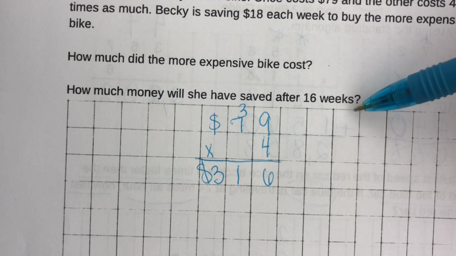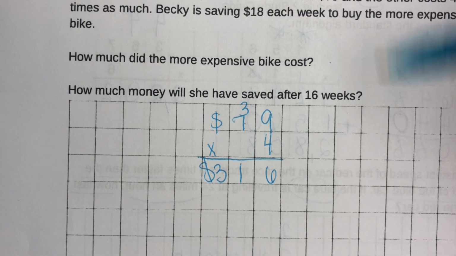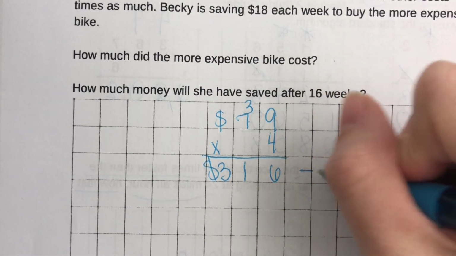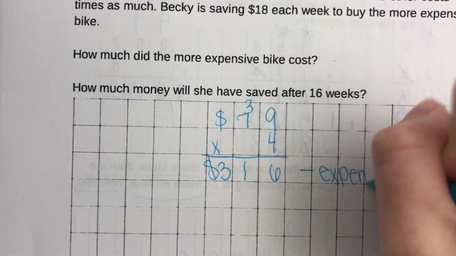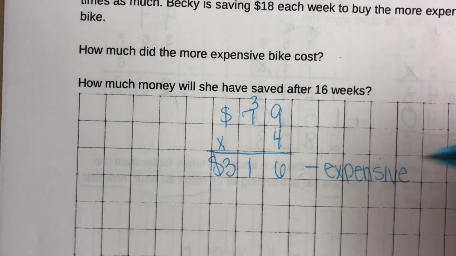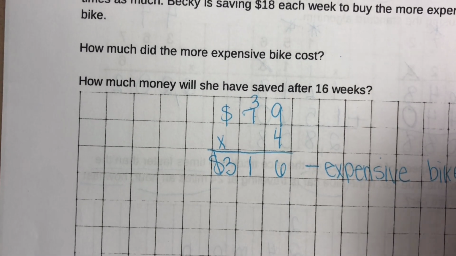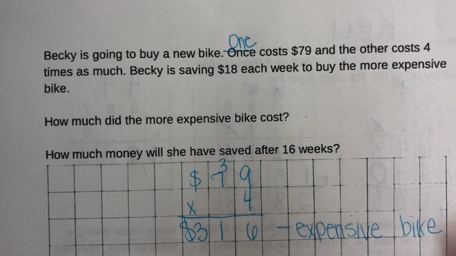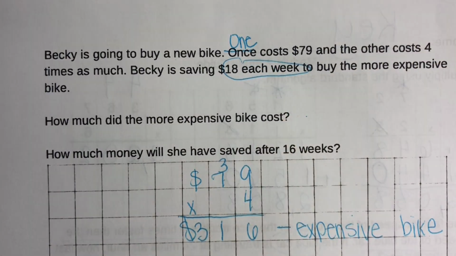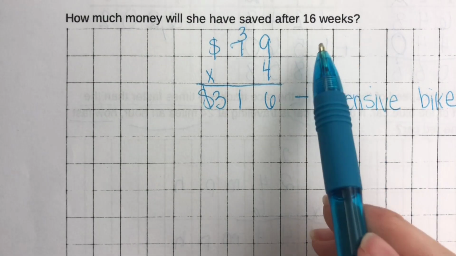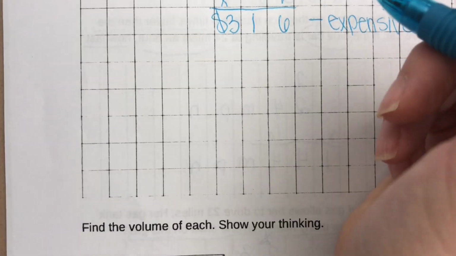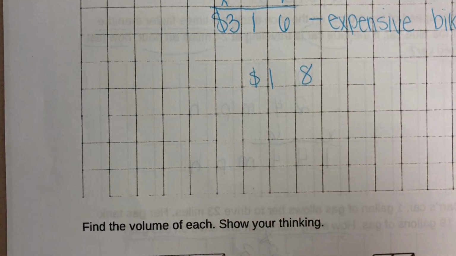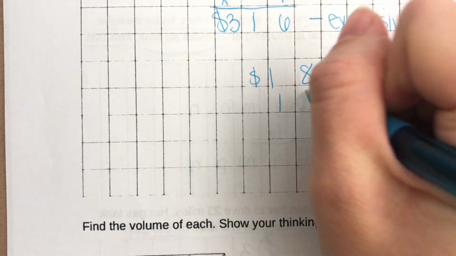So the second question is, how much money will she have saved after 16 weeks? So this is our first question for the expensive bike. And it says she's saving $18 each week. How much will she have saved after 16 weeks? So this one we're going to do $18 times 16 weeks.